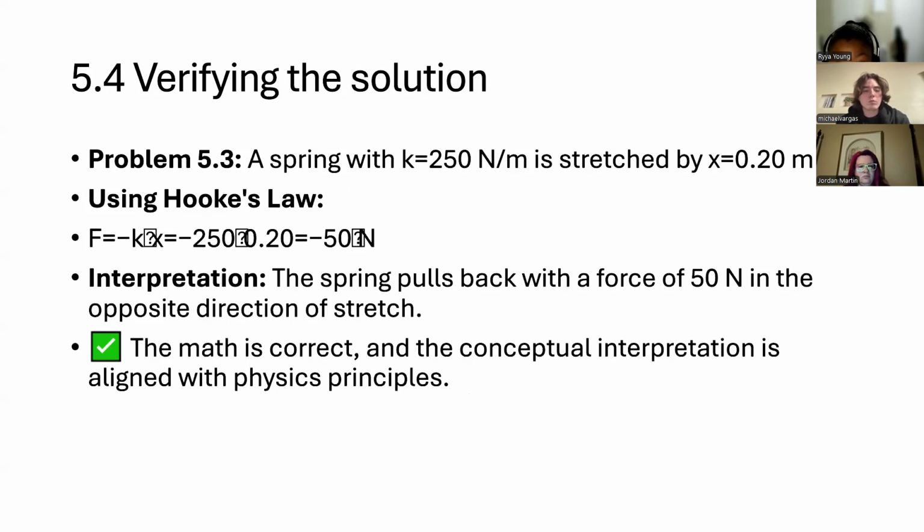Verifying the solution. So problem 5.3 was a spring with K equals 250 newtons per meter stretched by X, which is 0.20 meters. Using Hooke's law, the interpretation is that the spring pulls back with a force of 50 newtons in the opposite direction of the stretch. So verifying the solution, it is correct, and the conceptual interpretation is aligned with physics principles.